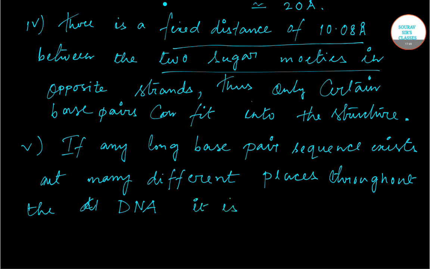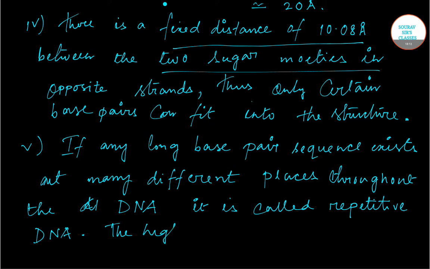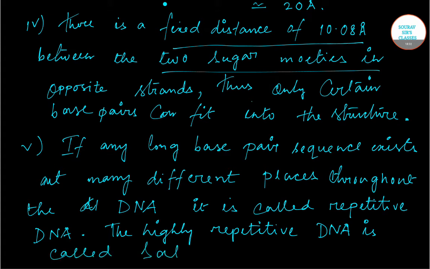It is called repetitive DNA. The highly repetitive DNA is known as satellite DNA.